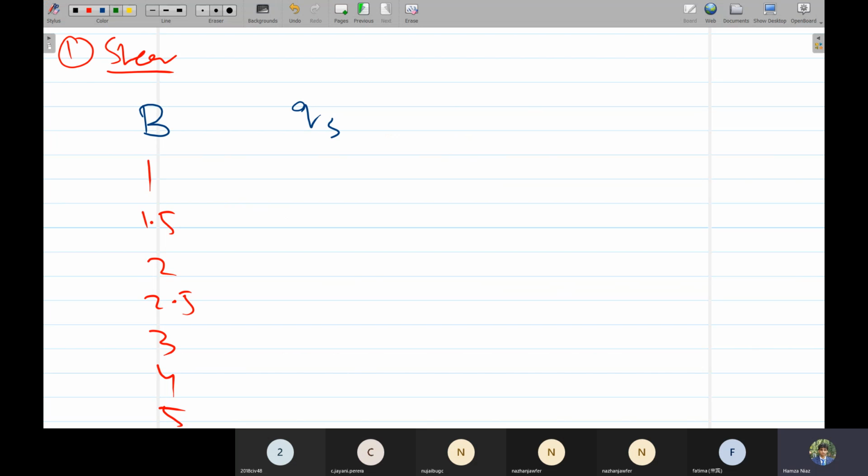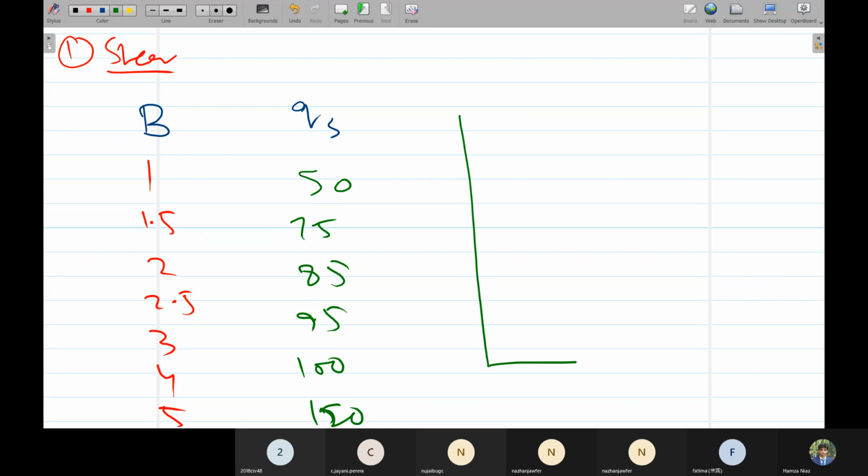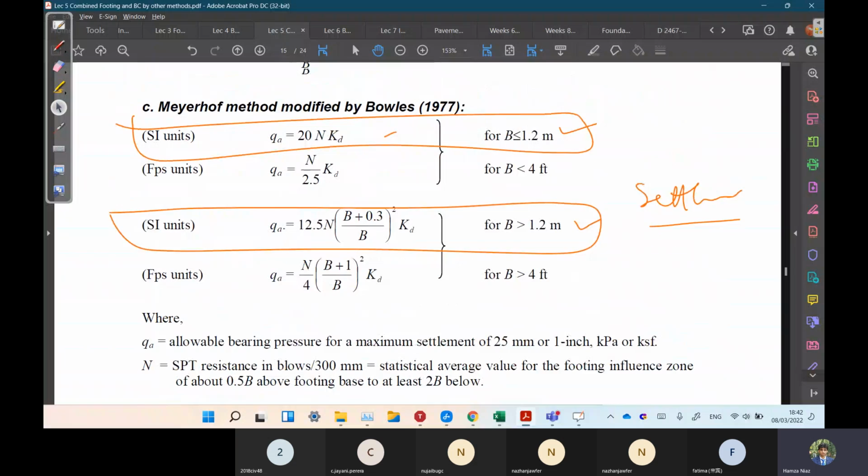Qs for this would be something like 75, 85, 95, 100, 120. For shear, our bearing capacity would increase as our width increases. Again we have to do trials for B, but we have to use a different equation now.